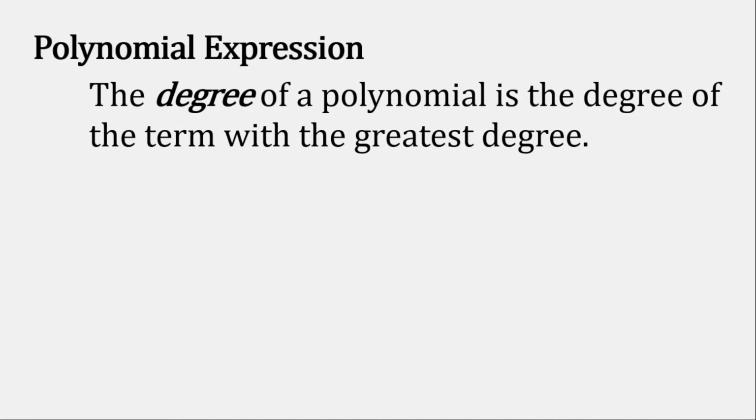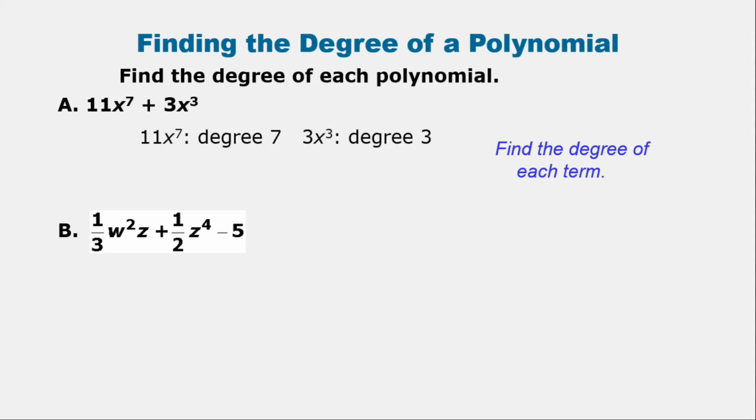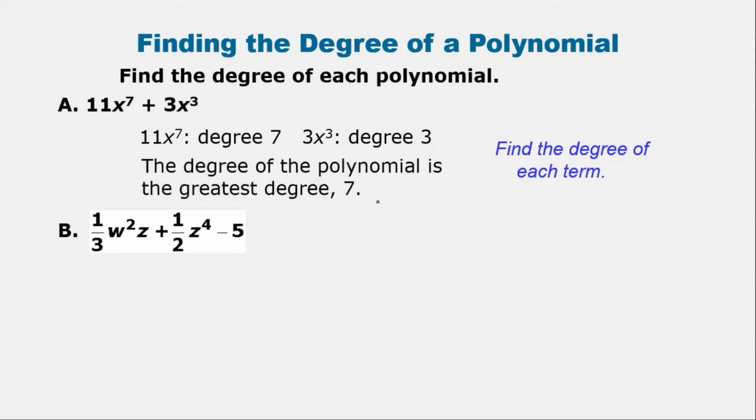Now let's go to the degree of polynomial. The degree of polynomial is the degree of the term with the greatest degree. And how is that possible? Imagine this example. Letter A, 11x raised to 7 plus 3x cubed. Now find the degree of each term. We can see that 11x to the 7 has a degree of 7, and 3x cubed has a degree of 3. Therefore, the degree of polynomial is 7 because 11x raised to 7 has the highest degree.